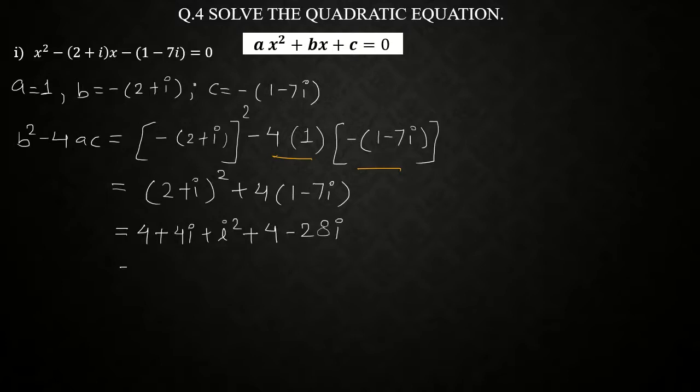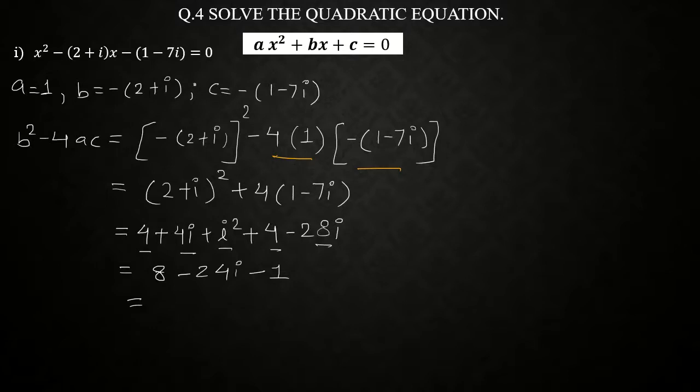Now in the next step we'll simplify. So this 4 and this plus 4 gives you 8. This 4i minus 28i gives you minus 24i. Now if you look carefully, we have i square, whose value is minus 1. So now the next simplified step is 8 minus 1.